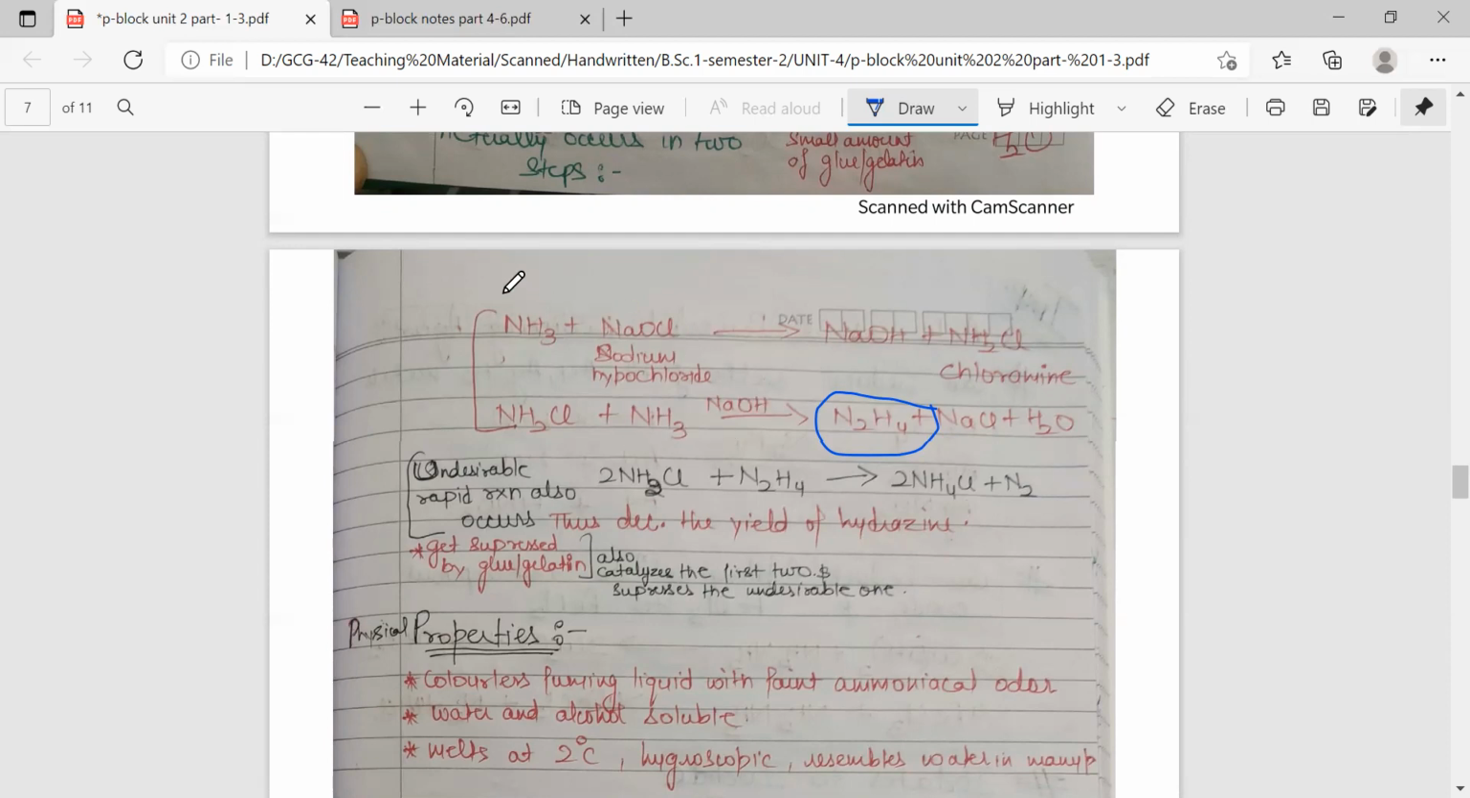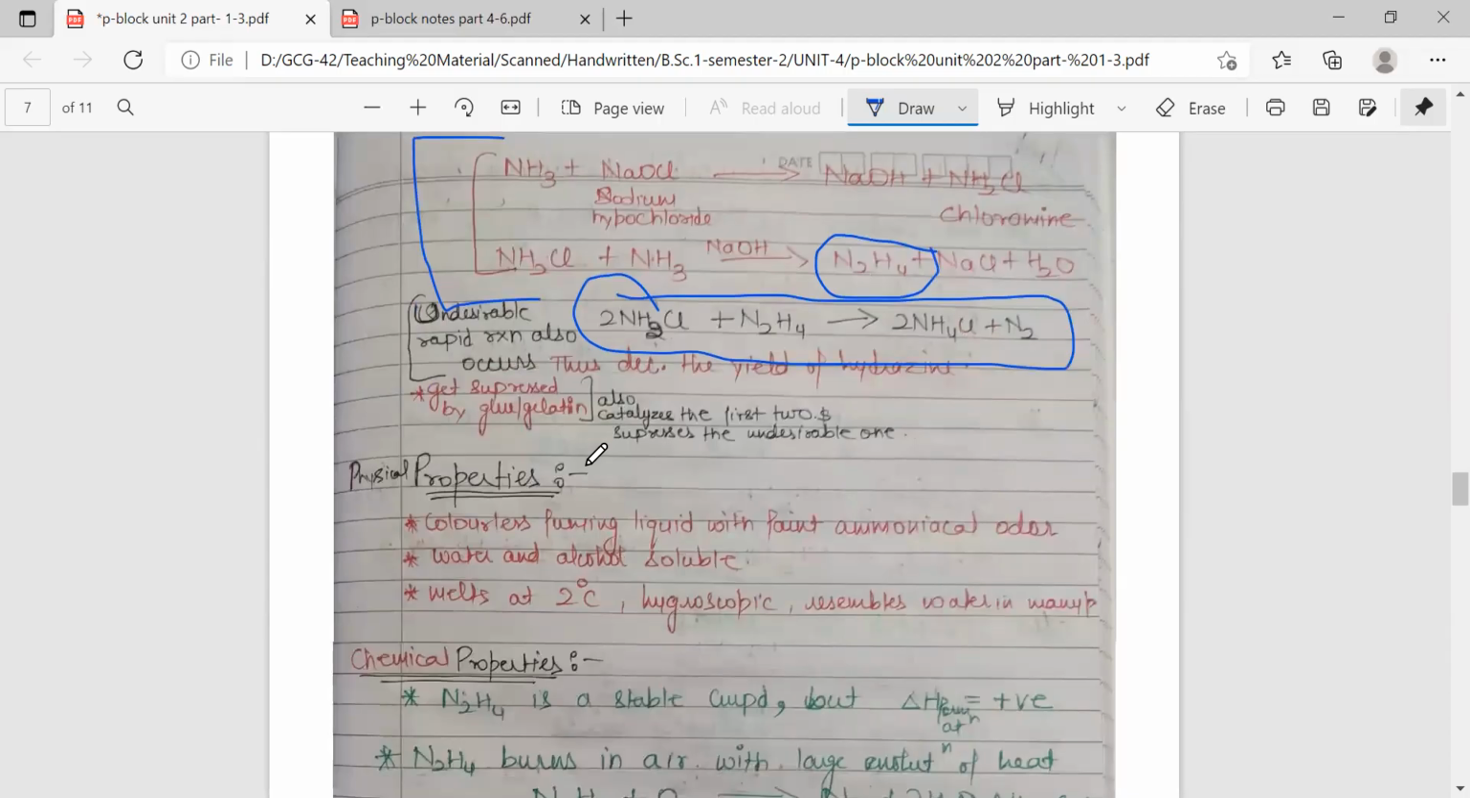So these two steps are catalyzed by these two entities, and the undesirable one is suppressed by these two entities. So this is how glue and gelatin are useful for this reaction.